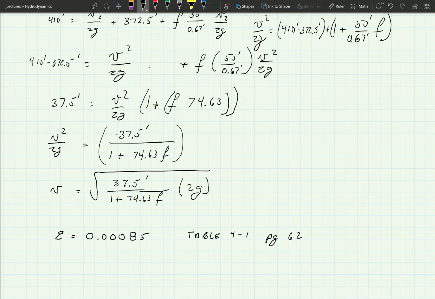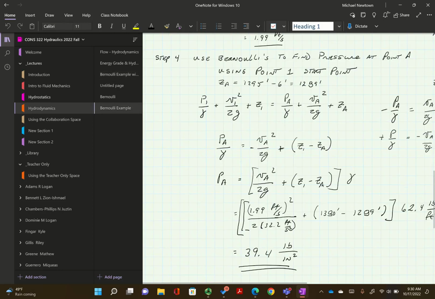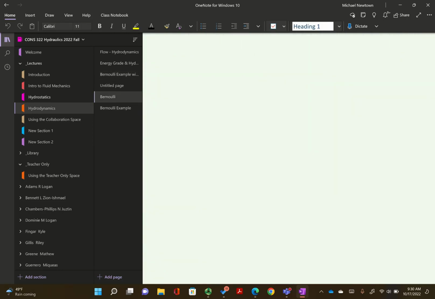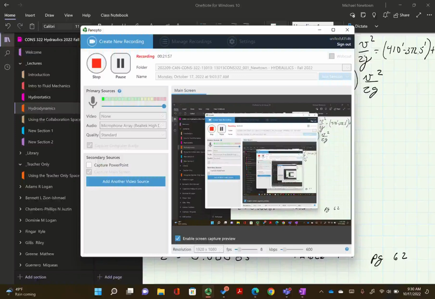Okay, so back to the chart here. And let's see if I can get the Moody diagram copied from the other day. Did I have it in here or didn't I have it in here? I didn't have it in here. Oh, that kind of stinks. Oh, cool. All right, hold on a minute. I'm going to pause the video here for a second.